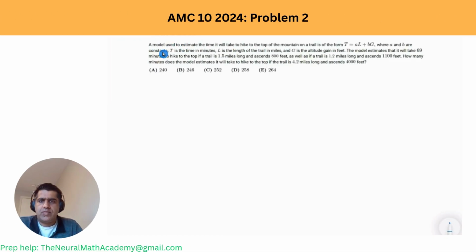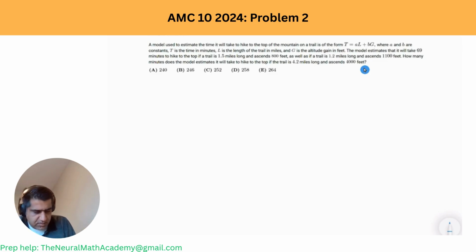Now let's look at problem 2, where we have a model that is used to estimate the time it will take to hike to the top of the mountain, and it is given in this form. And we are also given that the model estimates that it will take 69 minutes to hike to the top if a trail is 1.5 miles long and ascends 800 feet, as well as if a trail is 1.2 miles long and ascends 1100 feet. And we have to estimate how long it will take if the trail is 4.2 miles long and ascends 4000 feet.